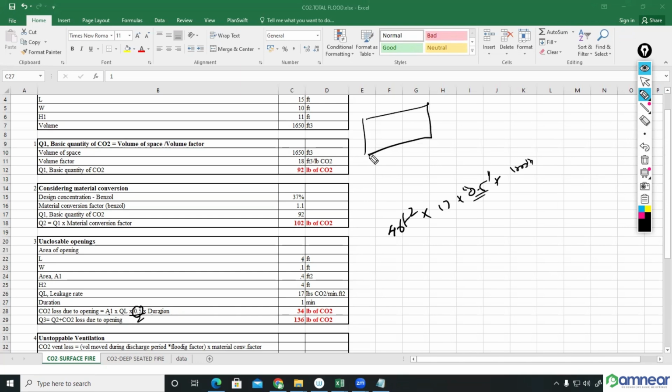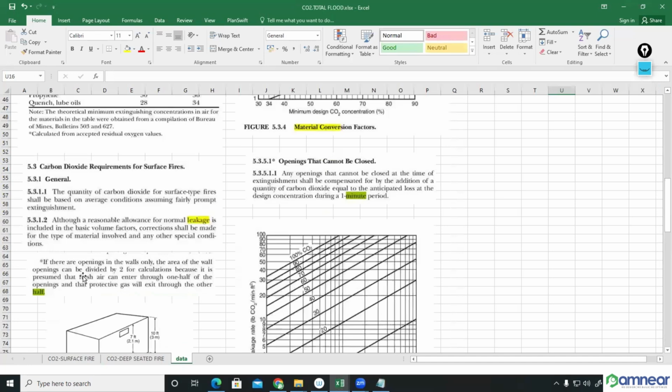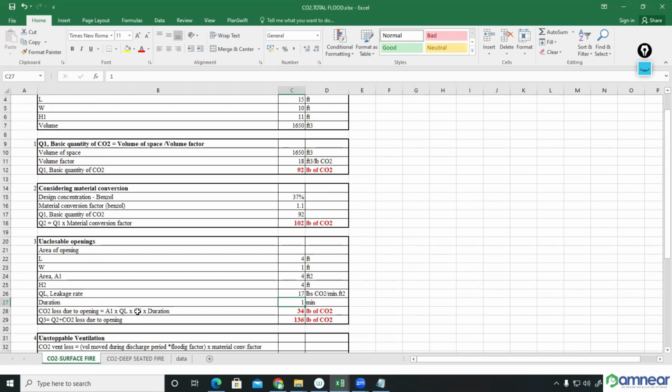Because you know, if you are having an opening, through half the opening, the carbon dioxide will be coming outside. Through the other half of the opening, the air might be going inside. That's why the entire volume through the entire area, the carbon dioxide is not going to come outside. So that's a concept they are suggesting. You want to consider only the half. If there is an opening in the wall only, the area of the wall opening can be divided by 2. Divided by 2 or multiplied by 0.5 for the calculation, because it is presumed that the fresh air can enter through one half of the opening and that protective gas will exit through the other half. That's why this one we are multiplying with the 0.5.